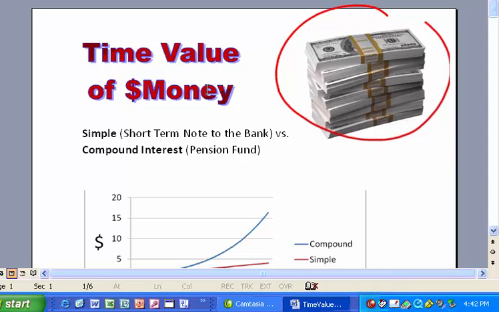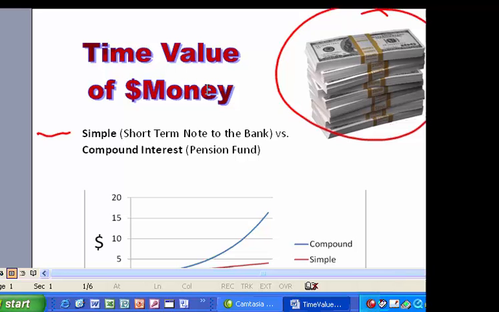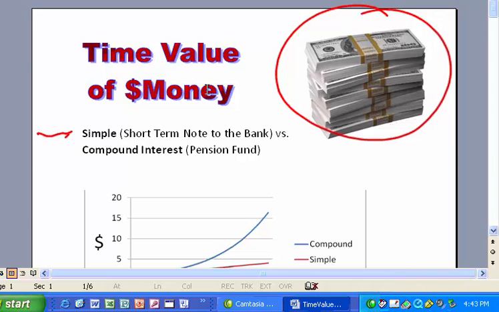Probably the first concept that we need to look at is the difference between simple and compound interest. With simple interest, such as a short-term note to the bank, principal times rate times time is going to be your interest. So you would pay back to the bank the original amount that you borrowed plus that interest.